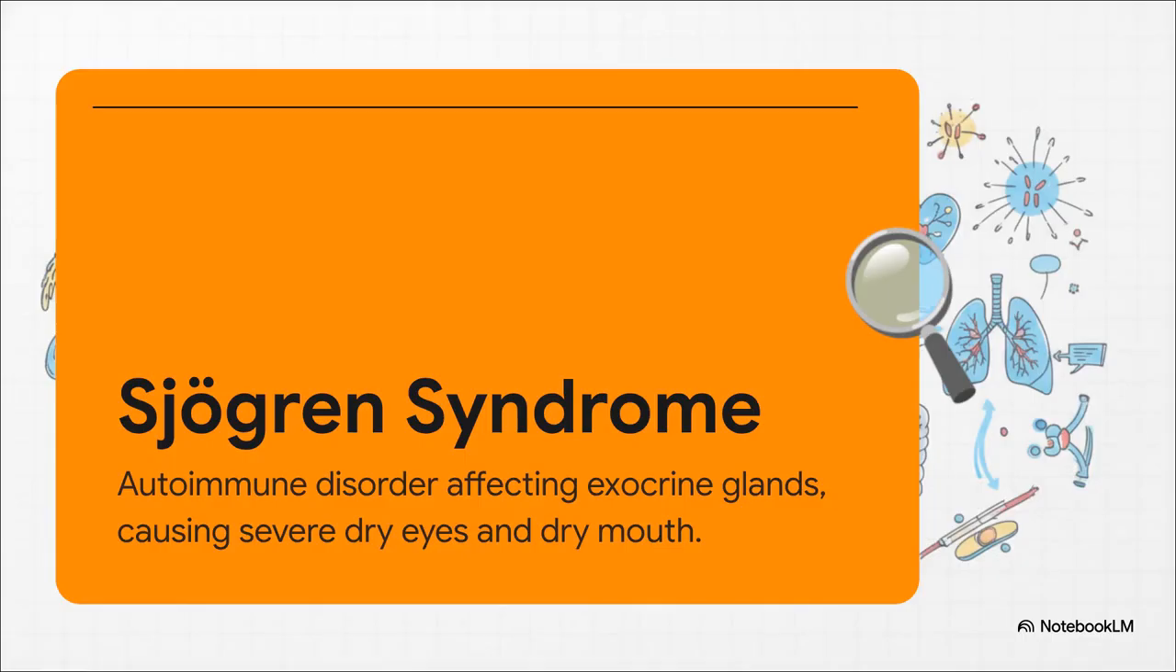All right, let's pivot to our second module, Sjogren's syndrome. This is a chronic autoimmune disorder that relentlessly targets exocrine function.